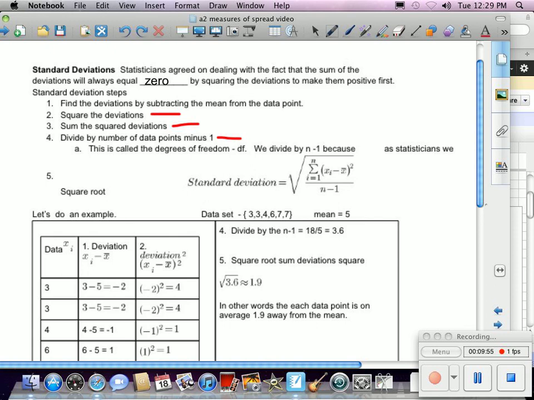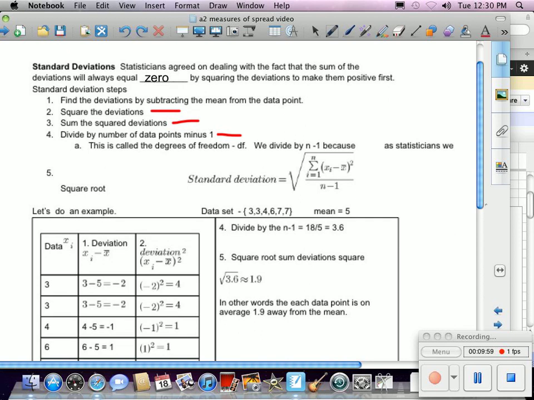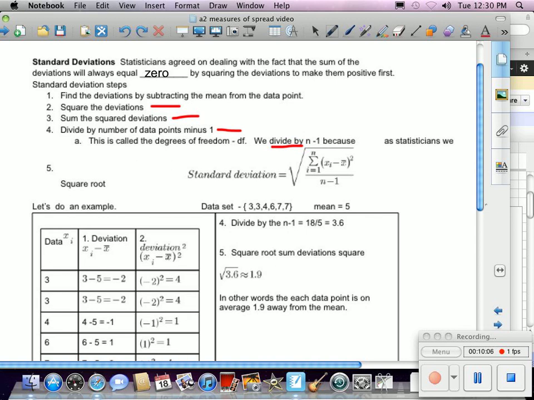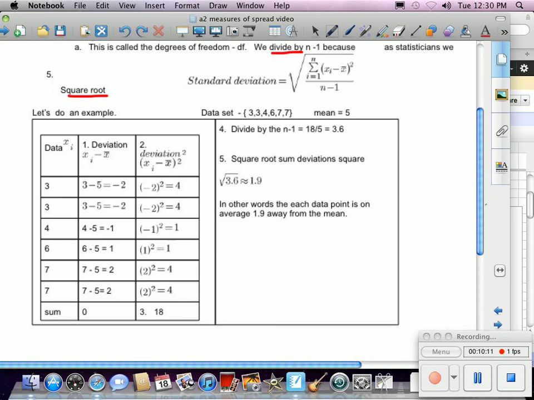This is called the degrees of freedom, and we divide by n minus 1 instead of n because we want to overestimate instead of underestimate. And then we're going to finally take the square root. And here's an example. Okay, and here's the formula. Remember, this means added up and all that stuff.